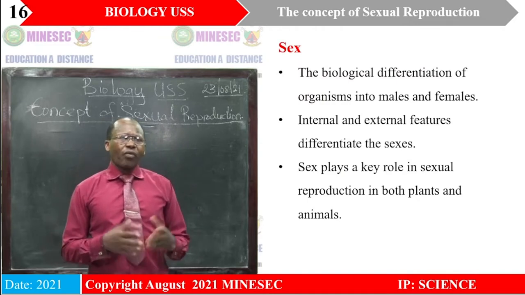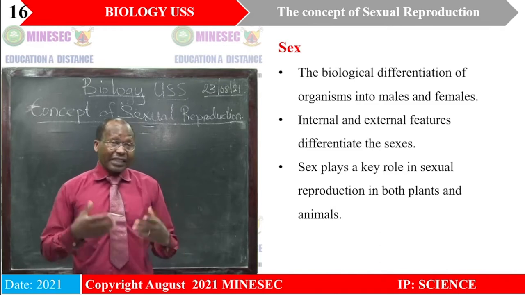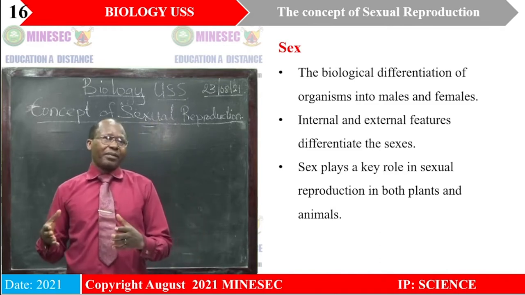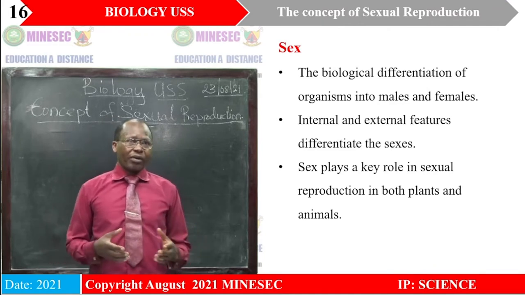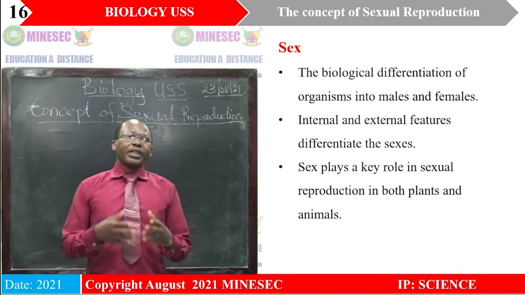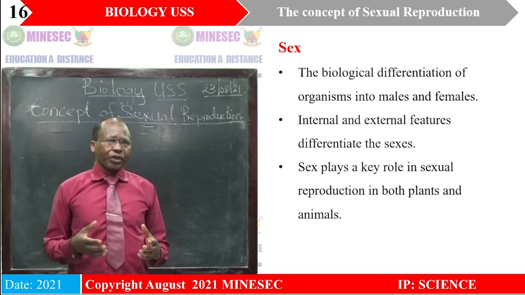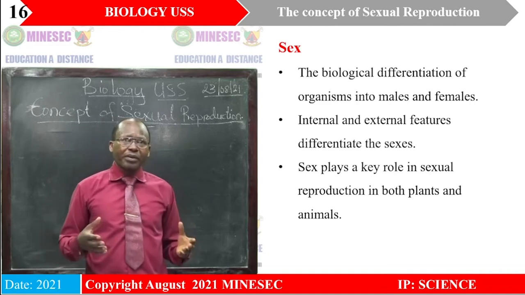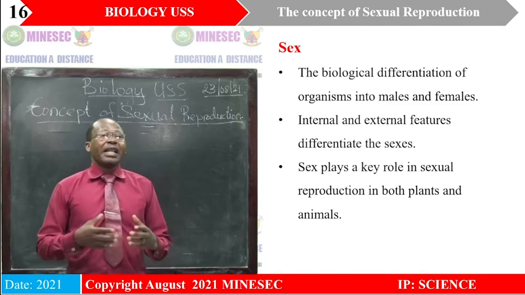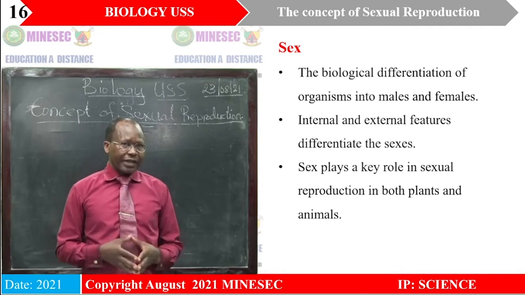But what actually is the word sex? We have heard and seen that sex could be contextual, in that it could be a verb and it could also be a noun. But from the biological perspective, and for the essence of this lesson, we shall consider sex to be the biological differentiation of organisms into males and females. And to be a male or a female, there are both internal and external structures that make such differences.